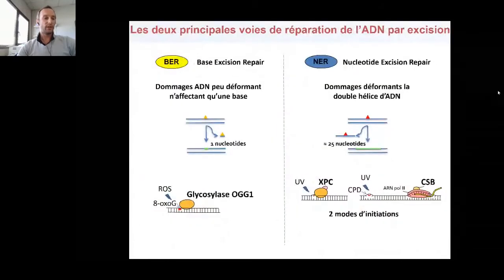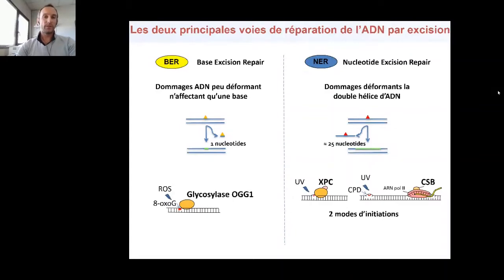I will just briefly introduce the two main excision repair pathways. On the left is the base excision repair, dealing with non-helix distorting lesions, such as 8-oxoguanine. They are removed one nucleotide at a time by a glycosylase called OGG1. On the right, you have the nucleotide excision repair pathway, which deals with more helix distorting lesions, such as UV lesions. They will remove a patch of 25 nucleotides, and it's initiated mainly by XPC and CSB proteins.